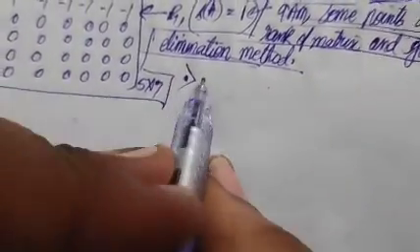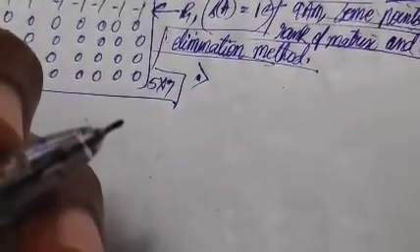This video is about some points about the rank of a matrix and the Gaussian elimination method. The first point is that the rank of a matrix is nothing but the rows and the columns which are linearly independent.